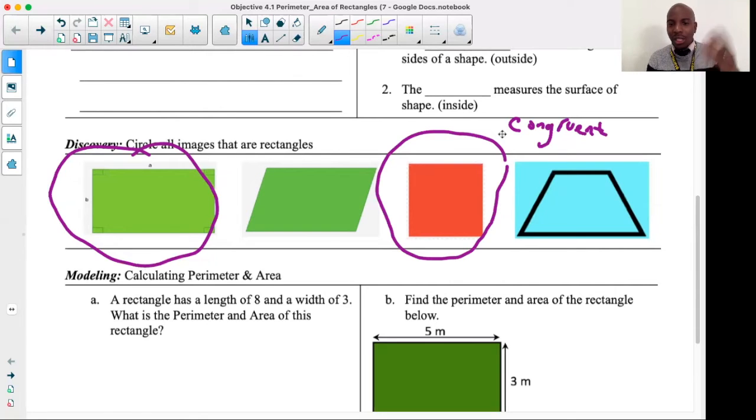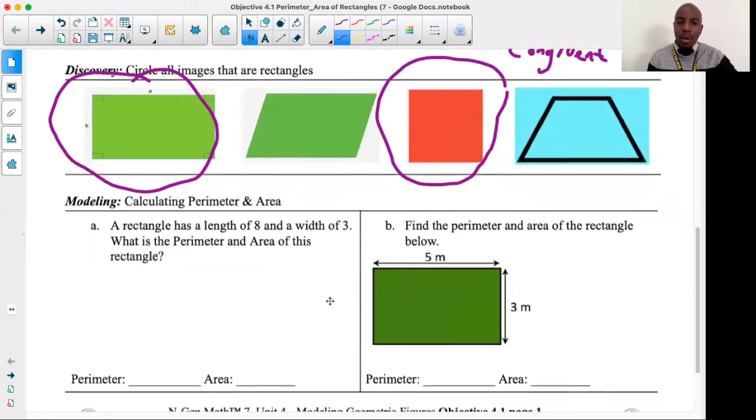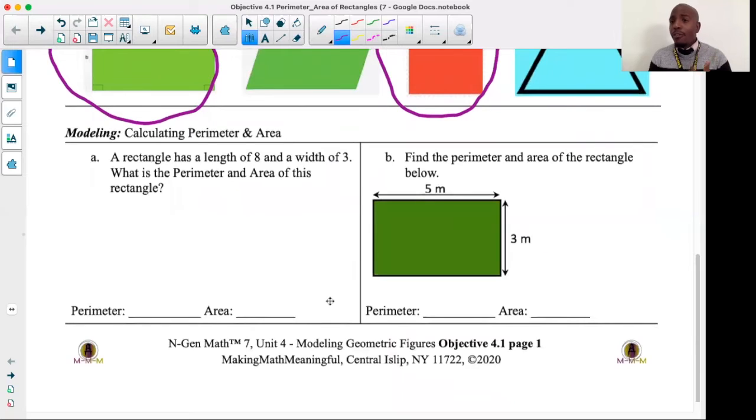But let's keep going. Let's dive into the modeling where we're going to talk about perimeter and area. Our focus today is on rectangles. So if you want, as I mentioned in the bell work, feel free to draw yourself an image. You can see A does not have an image drawn for you, whereas B in the modeling does. And that's okay, because there's going to be problems that I'm going to give you that have a shape, and there's going to be problems that do not have a shape.